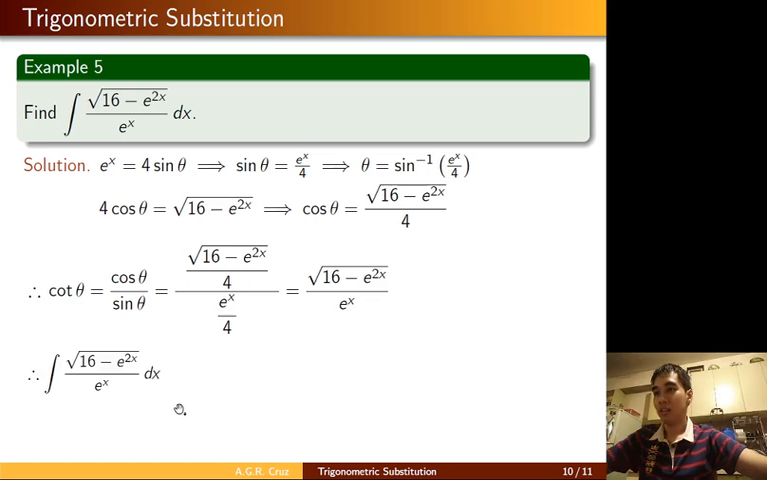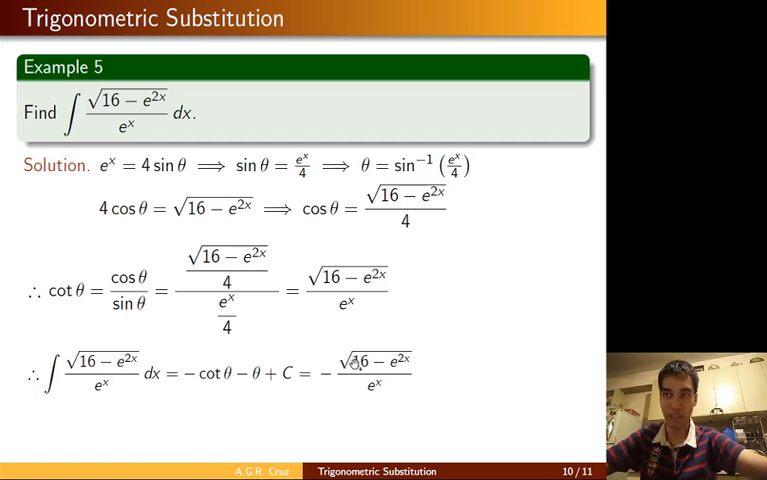Okay? So our antiderivative, which we computed to be equal to this one, in terms of x now, you have negative cotangent theta to be the negative of this one. Okay? And then minus theta, it's equal to the sine inverse of this one, and then plus C. And this one is now your antiderivative, and you're done.